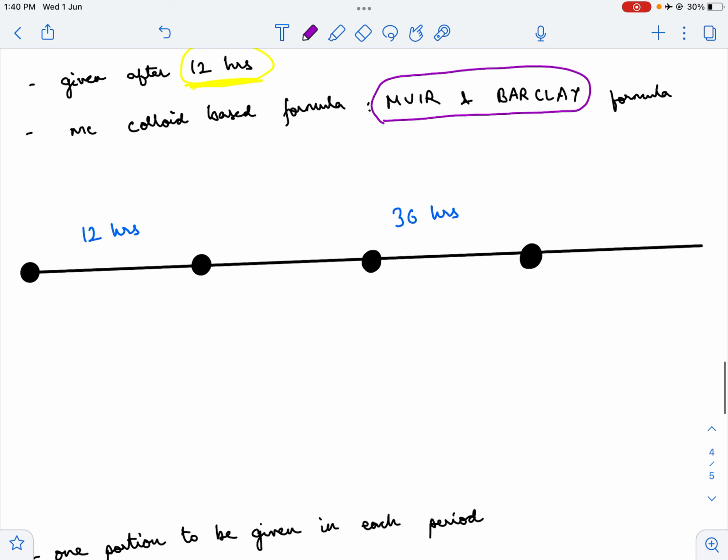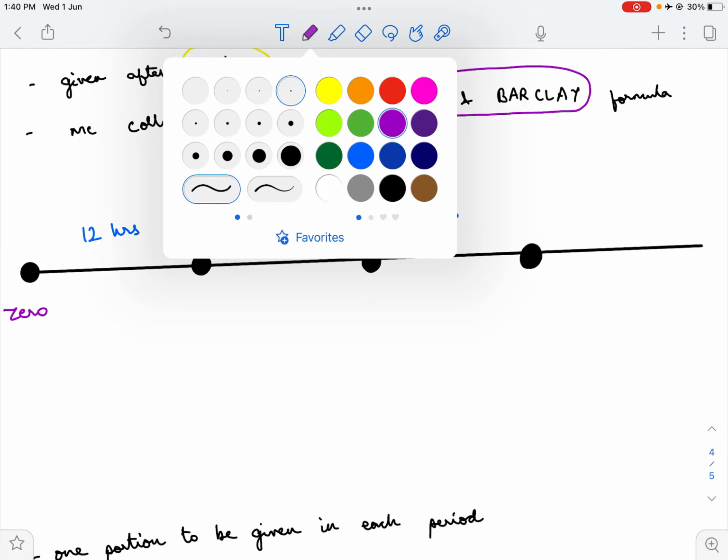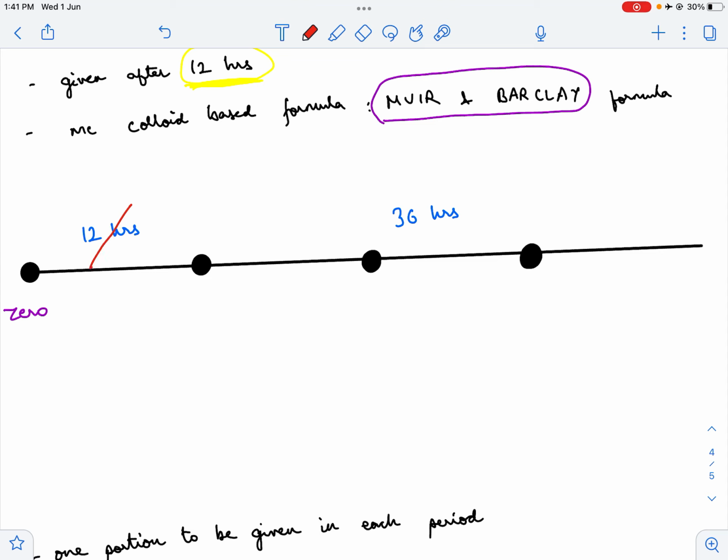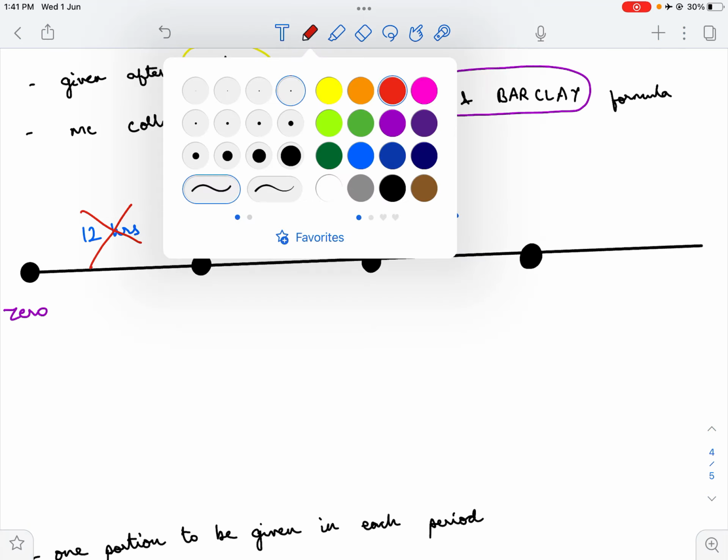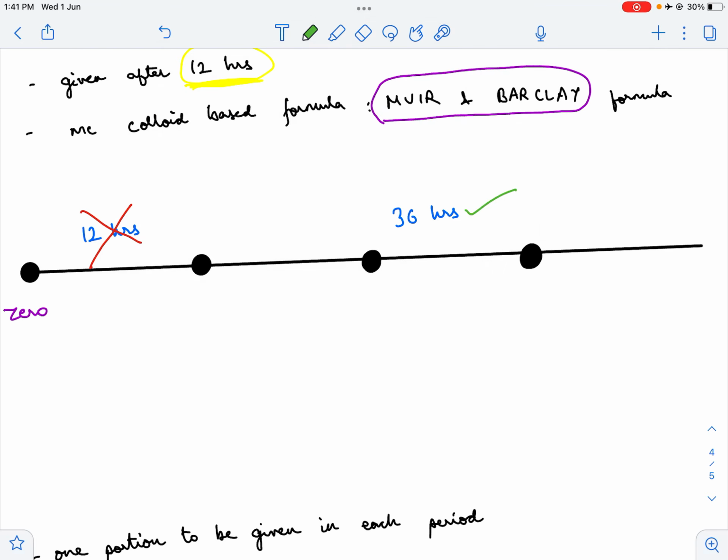So this is our 0 hour when the patient has got burnt. Now in the first 12 hours, you will not be giving any colloids. So this gets cancelled. You will start giving colloids only after 12 hours. Alright. And you will give colloids over the next 36 hours. This is the time frame in which you will be giving colloids.